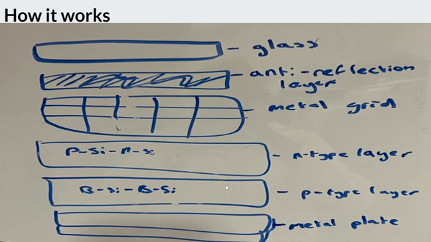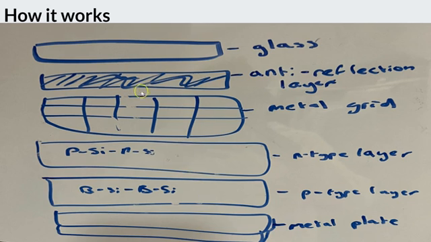The P-type layer contains boron and silicon atoms. The boron atoms are missing an electron, as they have a shared pair of 7, which is missing 1 compared to the rule of octet. The bottom layer is an aluminum metal plate. The two most important layers are the N-type layer and the P-type layer.